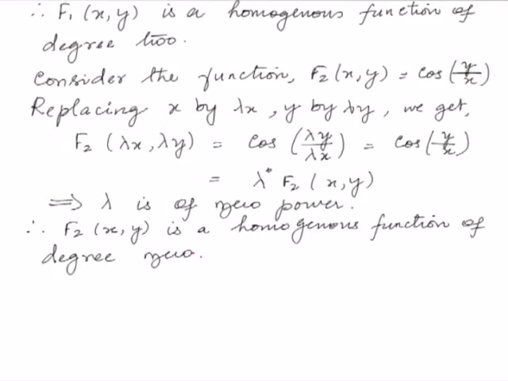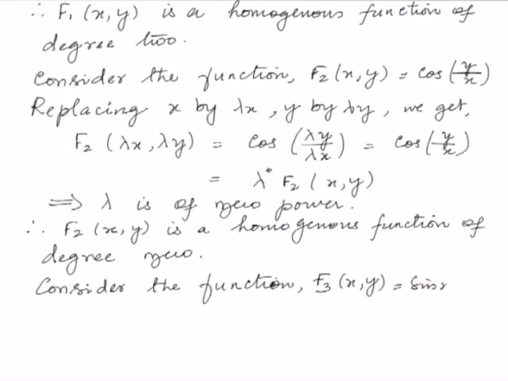So, is it a homogeneous function? Definitely yes, but is of degree 0. So, f2 of x comma y is a homogeneous function of 0 power. Let us consider one more example. Consider yet another function f3 of x comma y is equal to sin x plus cos y.